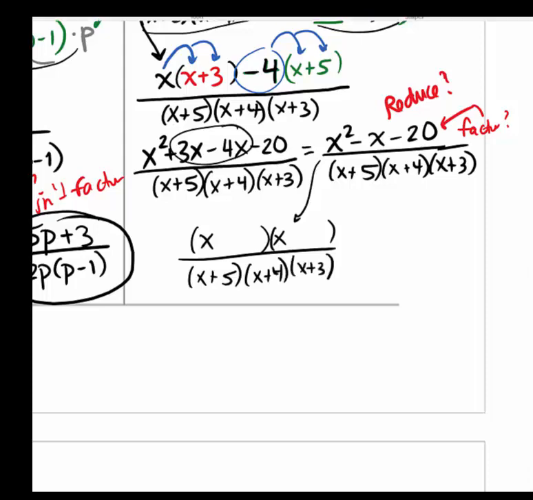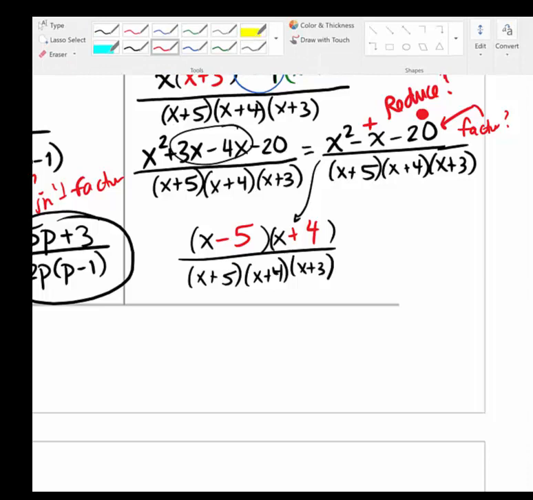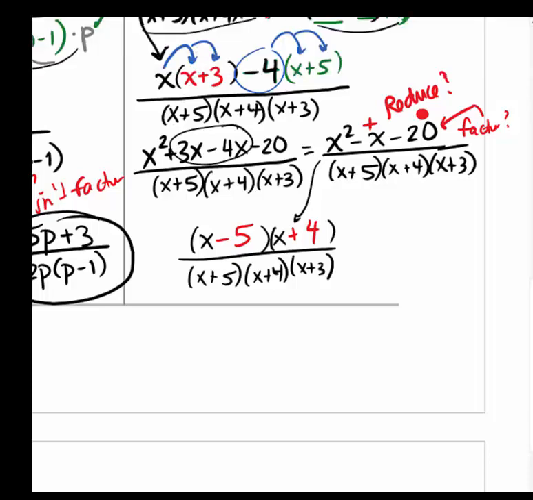But what I'm looking for in the numerator is, what are those numbers that multiply to negative 20 but add up to negative 1? That'd be negative 5 and positive 4, because negative 5 times positive 4 is negative 20. Negative 5 plus positive 4 is negative 1. All that work did pay off because we have one factor that cancels. But the x minus 5 on top does not cancel. The x plus 5 on the bottom doesn't, and neither does the x plus 3 on the bottom.